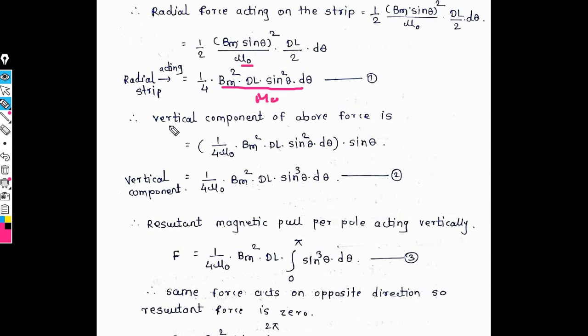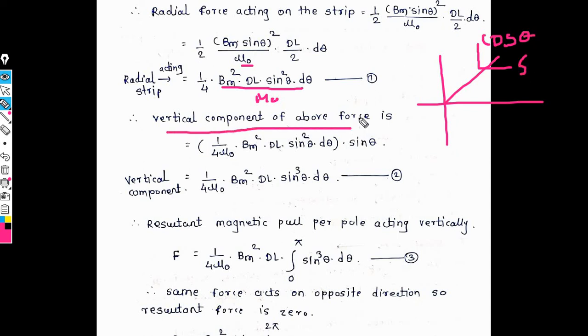Then we calculate the vertical component of the above forces. For example, this is the x-axis and this is the force. This is the cos theta and this is the sin theta. Then, the vertical component of the force. Now this is the radial force, that means horizontal force. We calculate the vertical component, that is the perpendicular component.